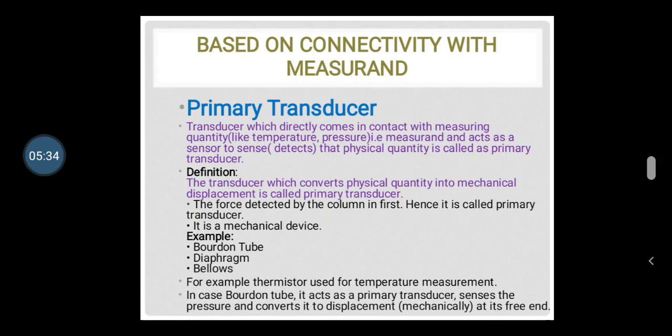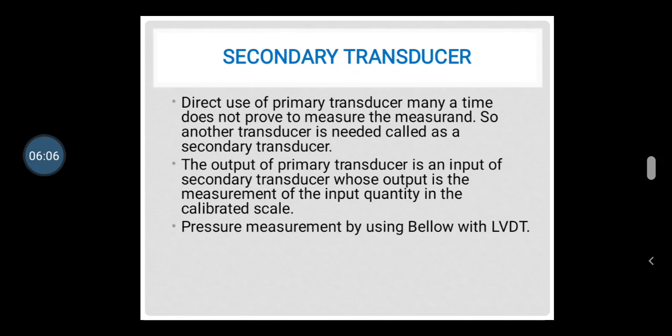Take the case of the Bourdon tube. It acts as a primary transducer, senses the pressure and converts it into a displacement, that is a mechanical displacement, at its free end. This is an example of a primary transducer. Bourdon tube, diaphragm, and bellows are exact examples of the primary transducer. The force is detected by the element first, and hence it is called a primary transducer. Now we are going to consider the secondary transducer. It is a subtype of the transducer based on the connectivity with the measurand.